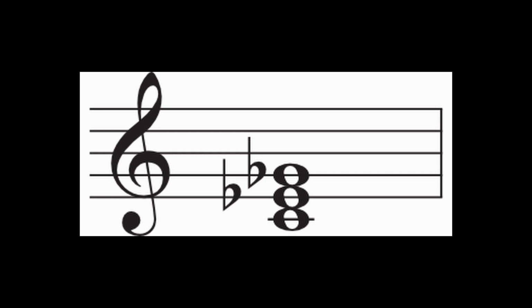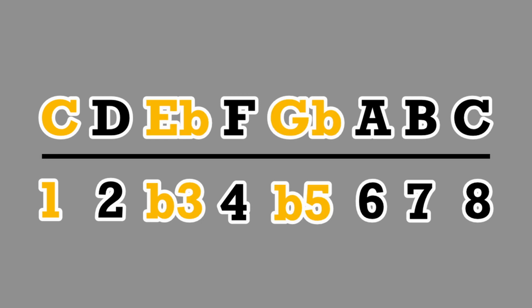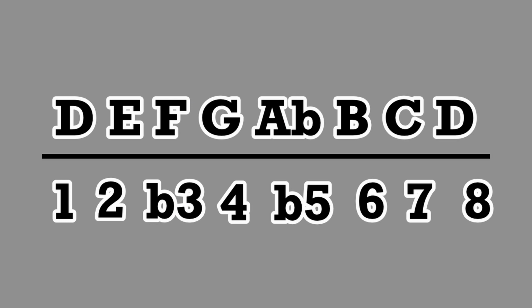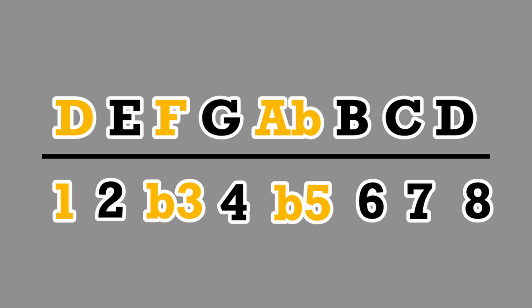The formula for the diminished chord then is 1, flat 3, and flat 5 in whatever key you're building your chord. For example, if we start to build our chord on the note C, then the notes of C diminished would be C, E flat, and G flat, as we've used the 1, the flat 3, and the flat 5. This is the note algorithm for the diminished chord. Now, if we were to take this to D major and follow the same formula, we'd have D as the first note, F natural being the flat 3, and A flat being the tritone, or the flat 5.